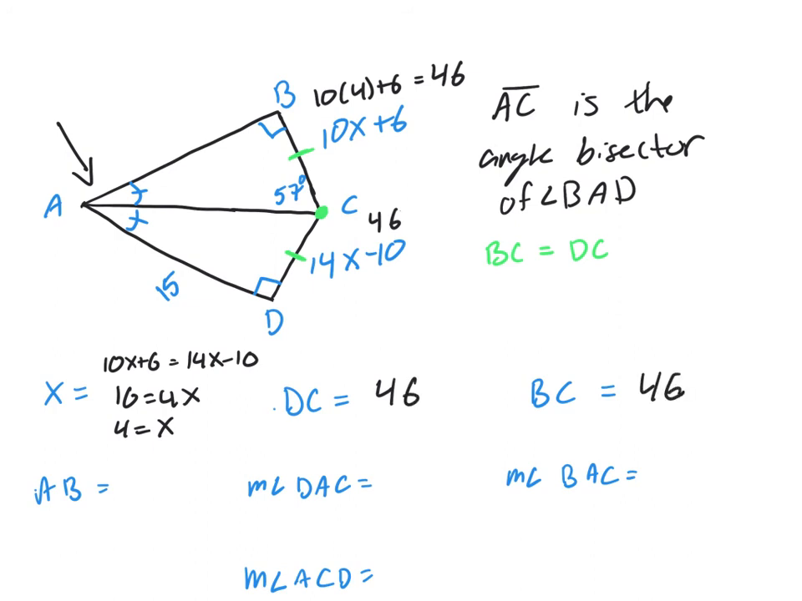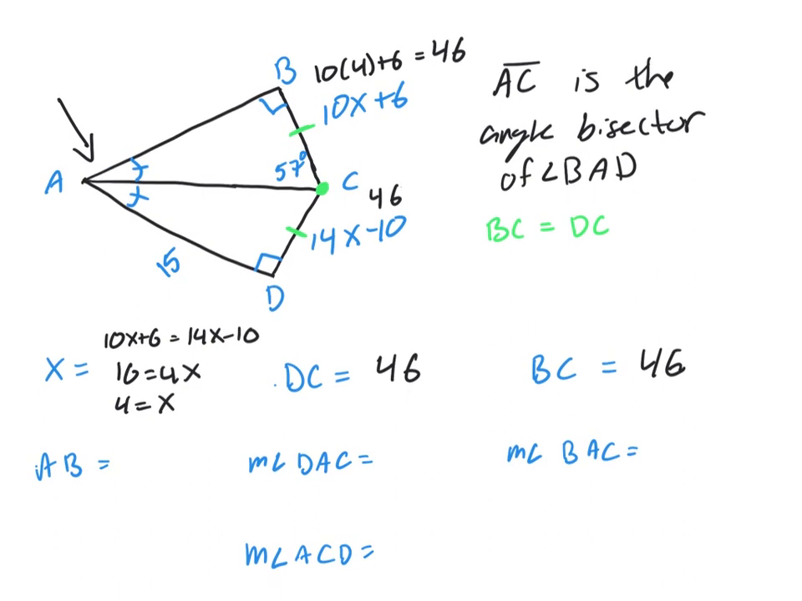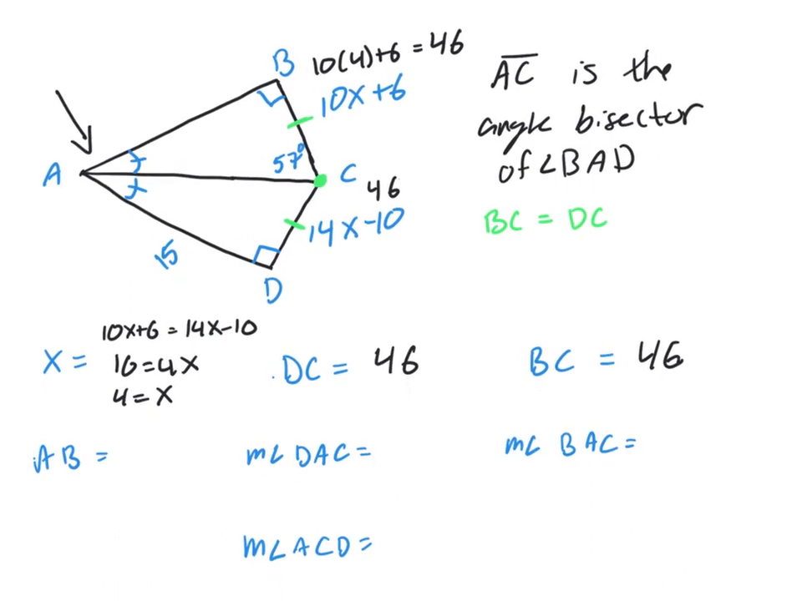Okay, but it's asking us to also find some angle measurements. So the first thing we can see is that in the sort of upper triangle, we can apply our triangle angle sum theorem. And we know that this angle right here, angle BAC, is going to be 180 degrees minus the two existing angles that we know. So minus 90, minus 57. So we know that that would be a 33-degree angle. And then we also know that angle DAC, that would also be 33 because those two are congruent.